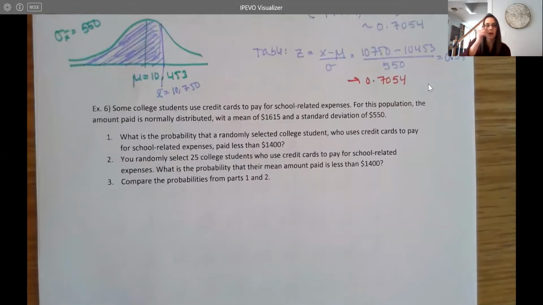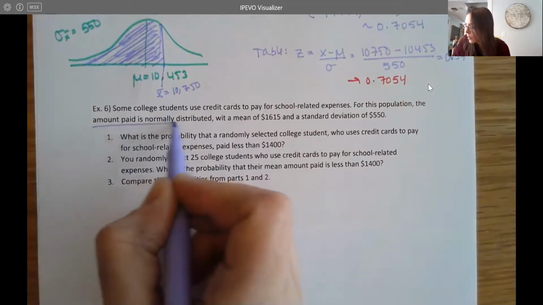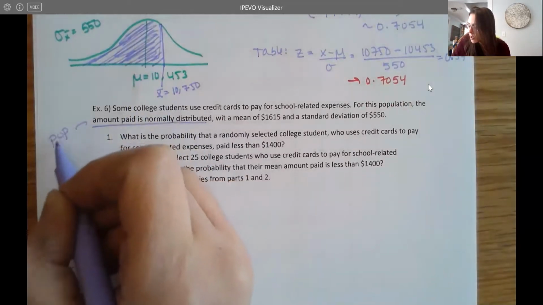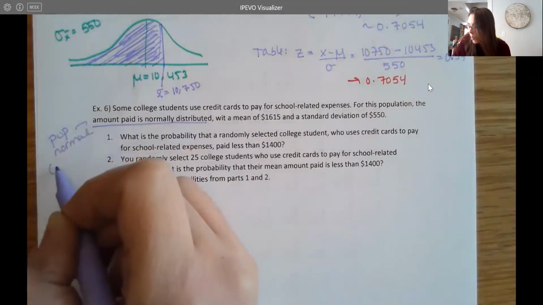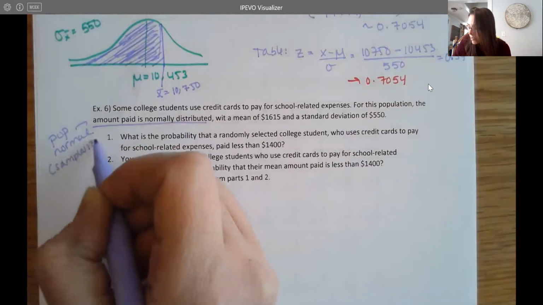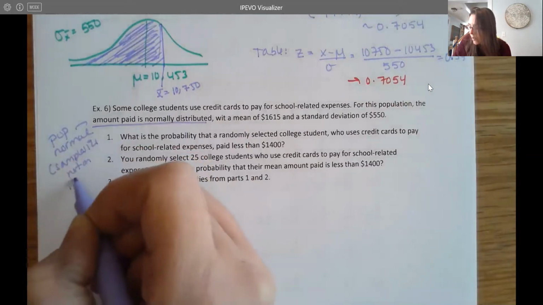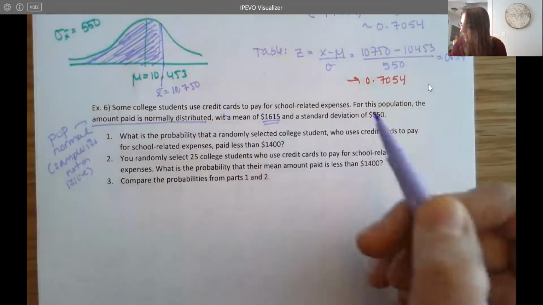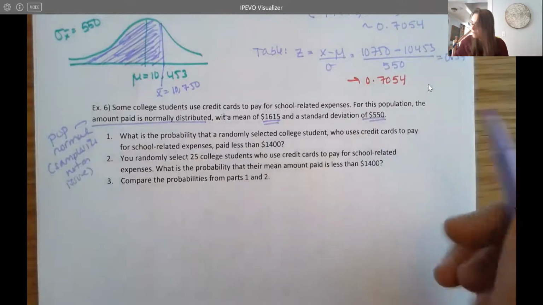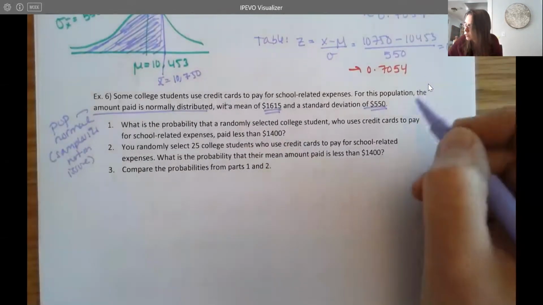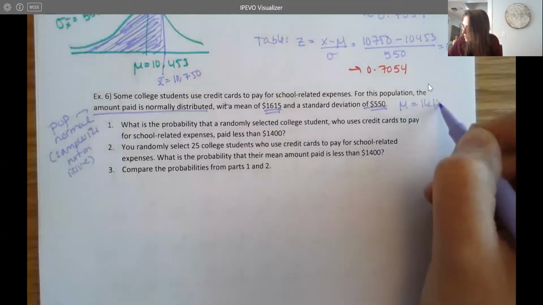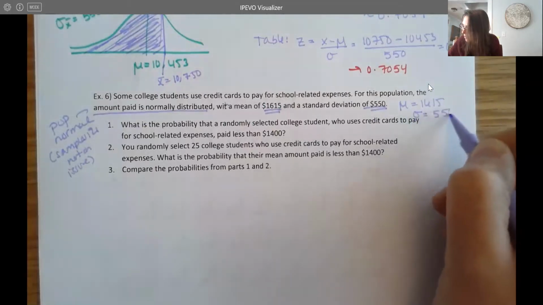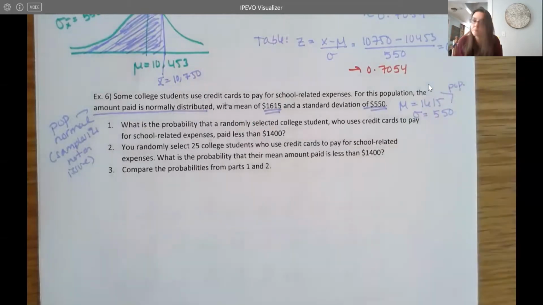Some college students use credit cards to pay for school-related expenses. For this population, the amount paid is normally distributed. So we're told that our population is already normal. So if your population is normal, then the sample size is not an issue, right? I don't have to have a minimum sample size. Let's just say with a mean of 1615 and a standard deviation of 550. All right, so let's make some notes here. My population mean is 1650 and my population standard deviation is 550. This is for the population.